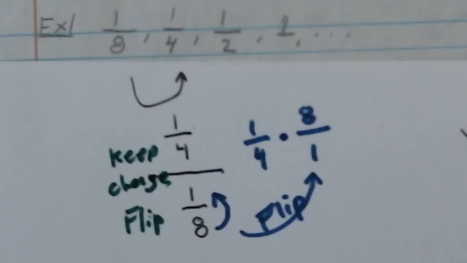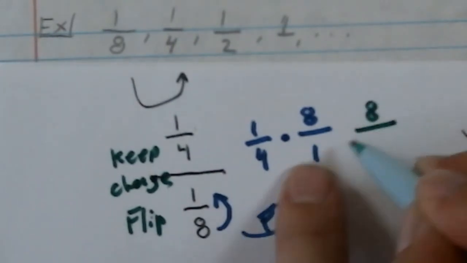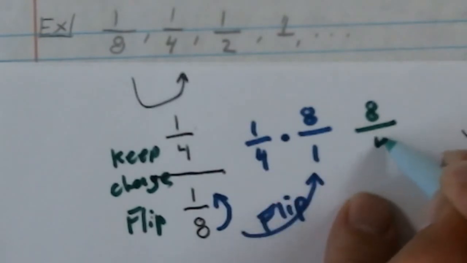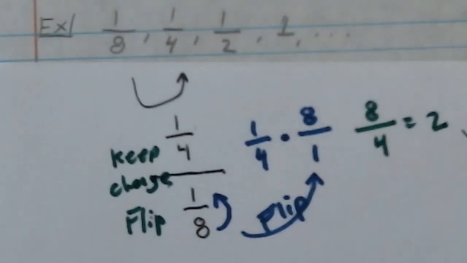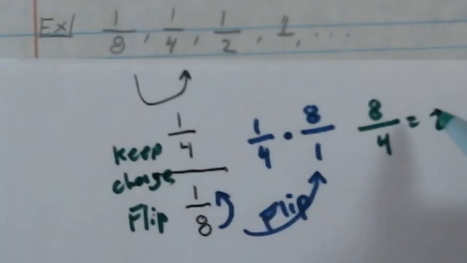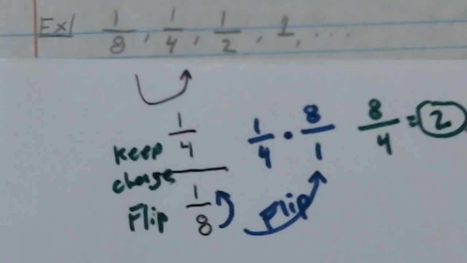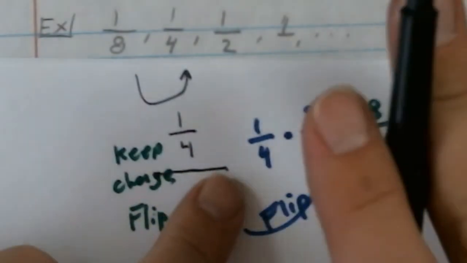And what do we do now? Multiply across. So we're going to go 8 divided by 1. 4 times 1 is 4. And what's this going to be? It looks like, is that 2? Yep, 2. So it looks like we're multiplying by 2 each time. Love my 2's. So let's see if it works.